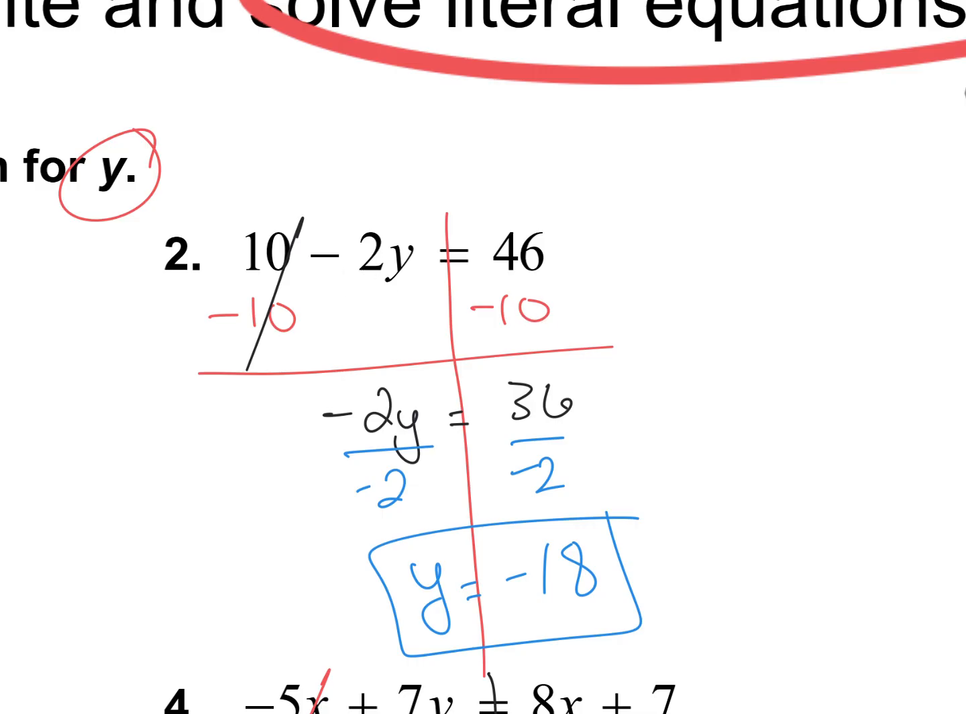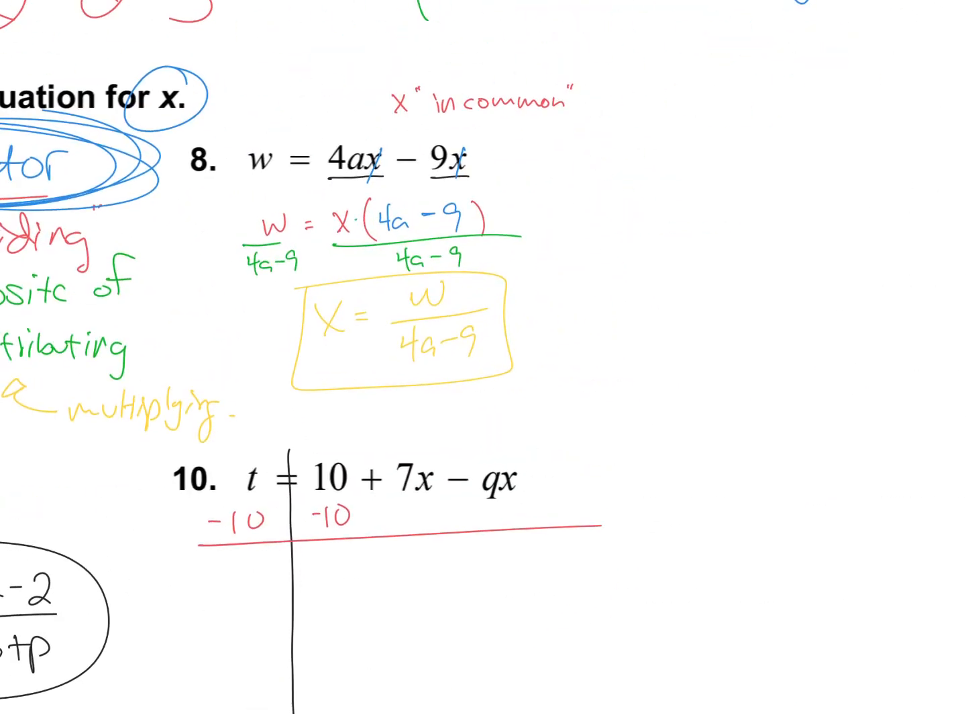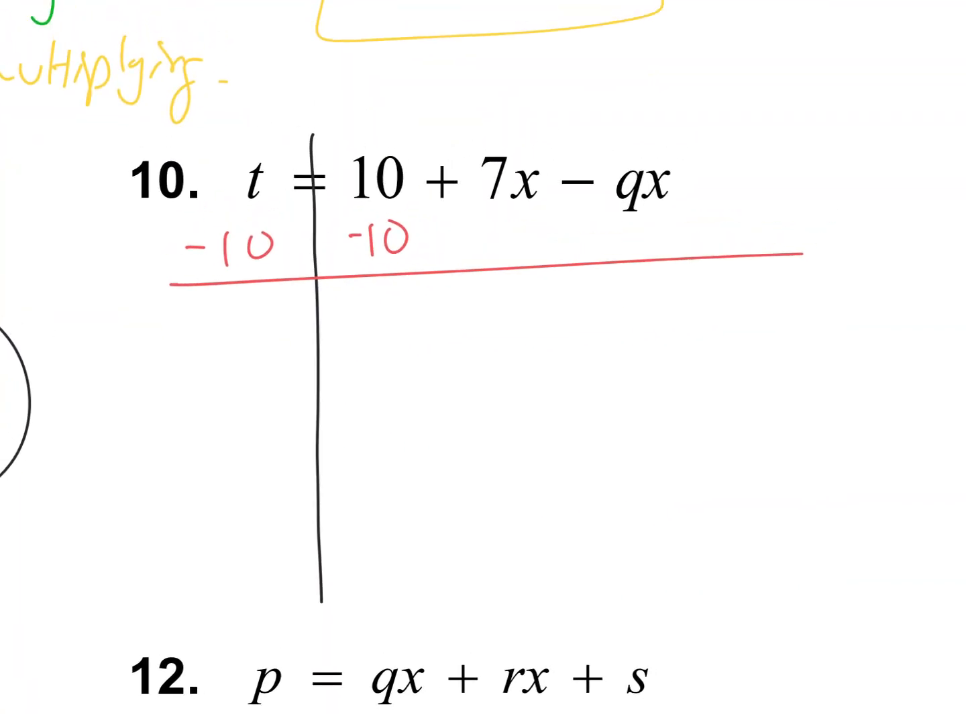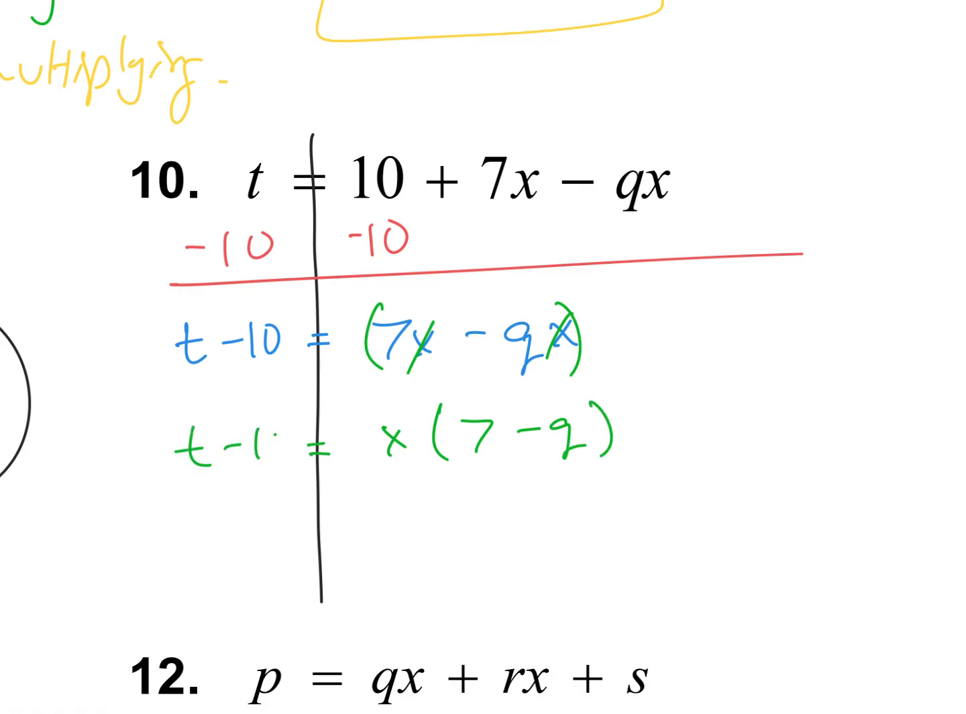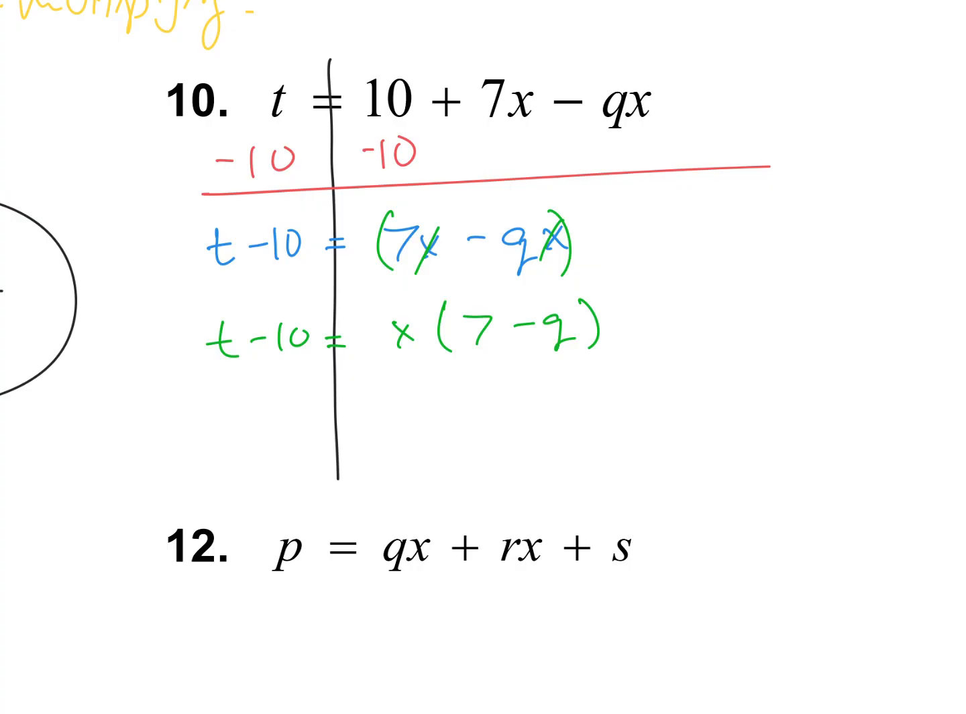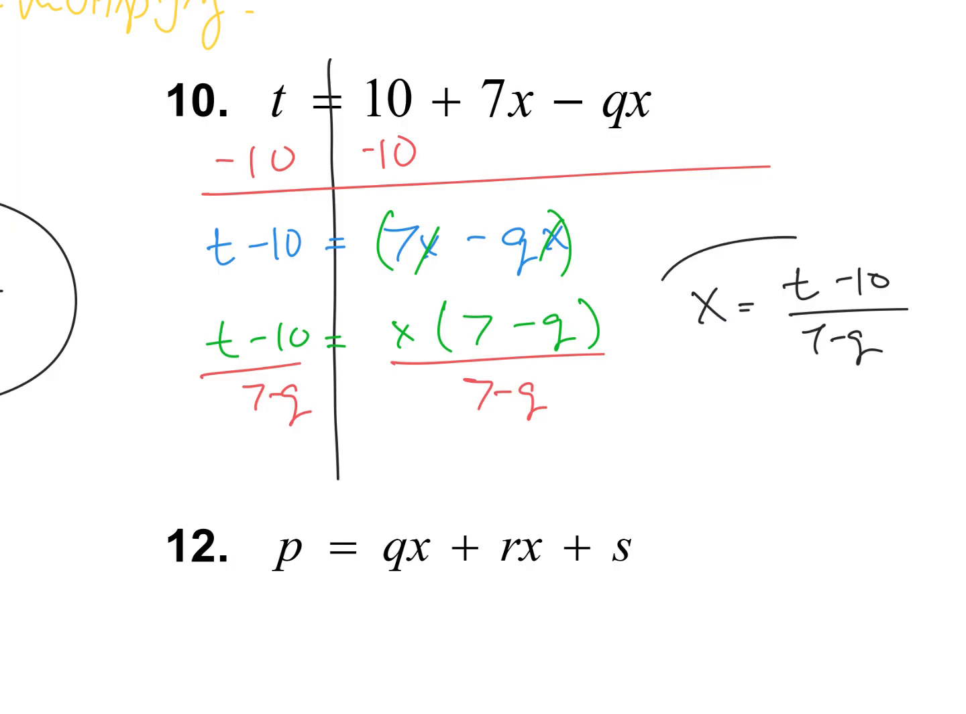Imagine that there was this, but this had a 10x. Okay, we'll just subtract 10x, right? No big deal. So back down here, we have t minus 10 equals 7x minus qx. We're going to factor out an x here, and that will give us 7 minus q equals t minus 10. We're going to divide by 7 minus q, divide by 7 minus q, and our answer is x equals t minus 10 over 7 minus q.